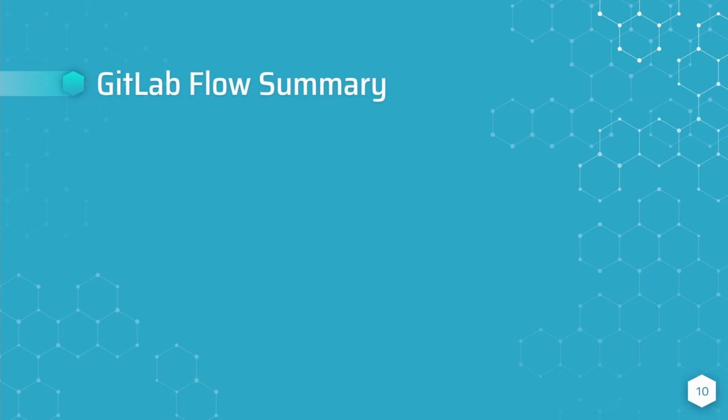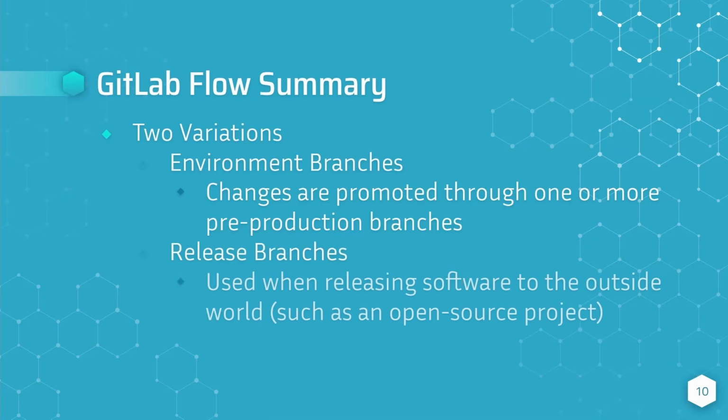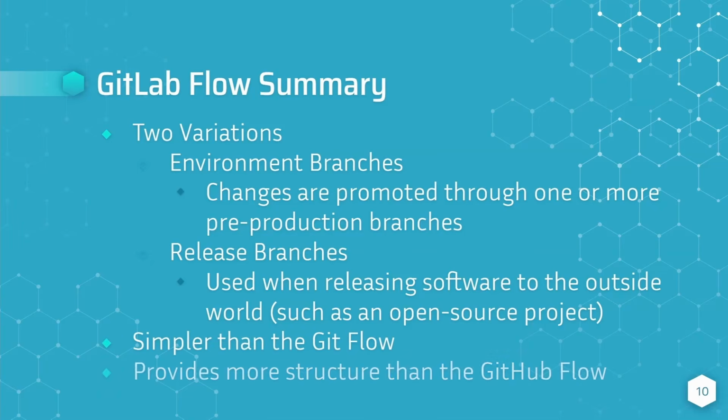Let's quickly recap the GitLab flow. There are two variations of the GitLab flow. The first variation utilizes long-lived environment branches. In this workflow, changes are promoted through one or more pre-production branches before being merged into the production branch. The second variation utilizes release branches. This variation should only be used when releasing software to the outside world, such as an open source project. The GitLab flow is simpler than the Git flow. However, the GitLab flow provides more structure than the GitHub flow. In the next video, we will practice the GitLab flow in our GitLab account.